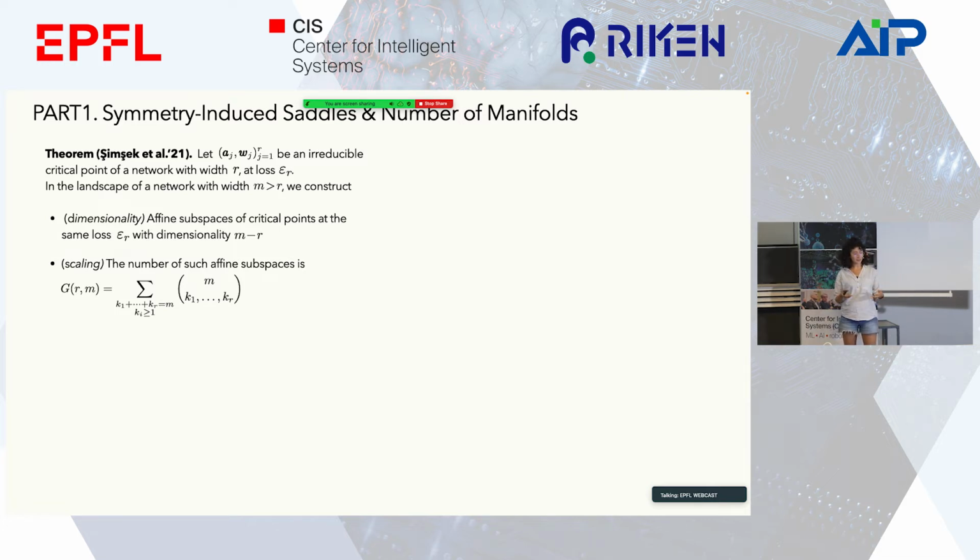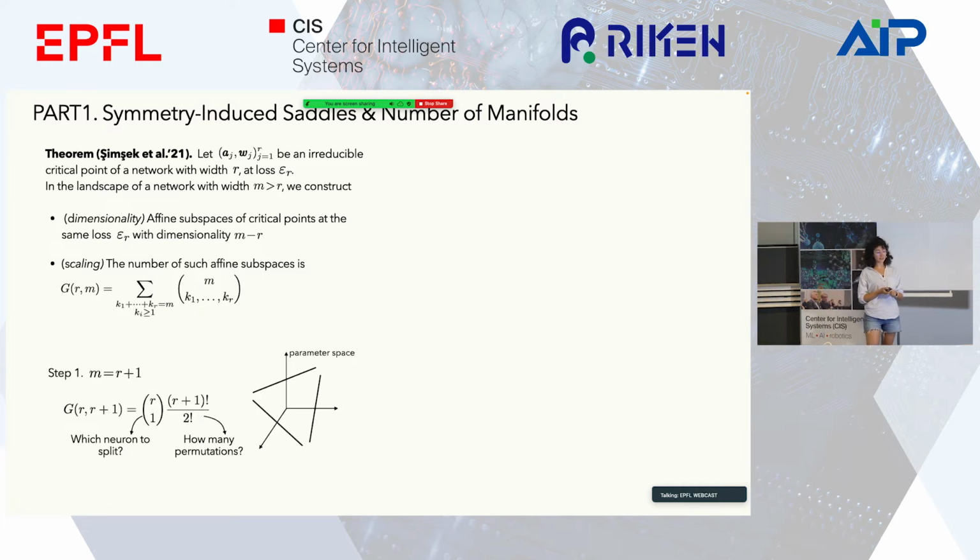So in the larger network, I'm constructing a set of affine subspaces. Each affine subspace has the same loss, and at least dimensionality m minus r. And the number of such affine subspaces can be represented by this G number. So we will take a closer look at this G number.